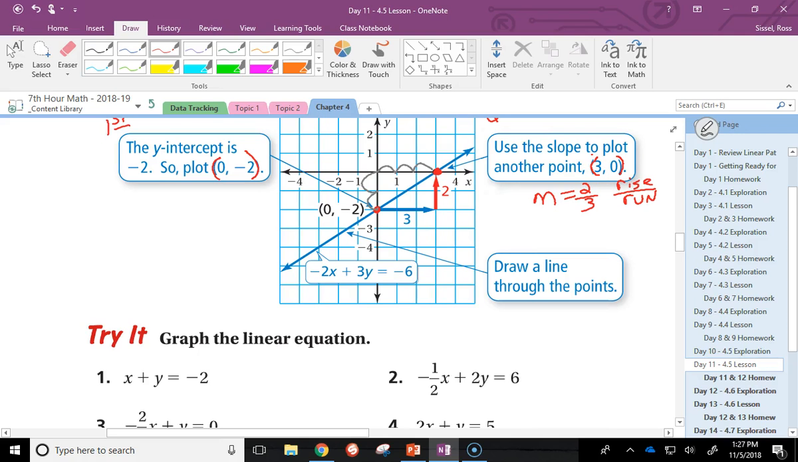The last step, well, I've plotted one point. I found a second point by the slope. Now that I have 2 points, I can make a straight line. So I just make a line going through my 2 points. And that's all there is to it.